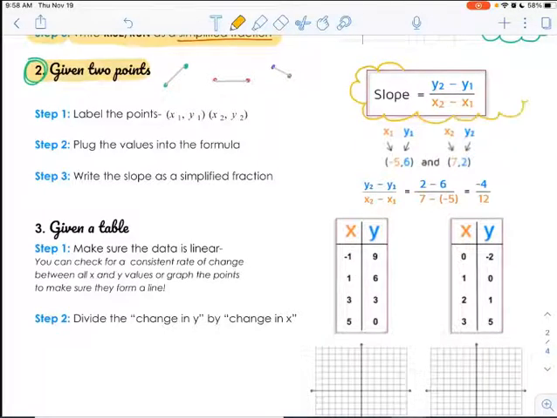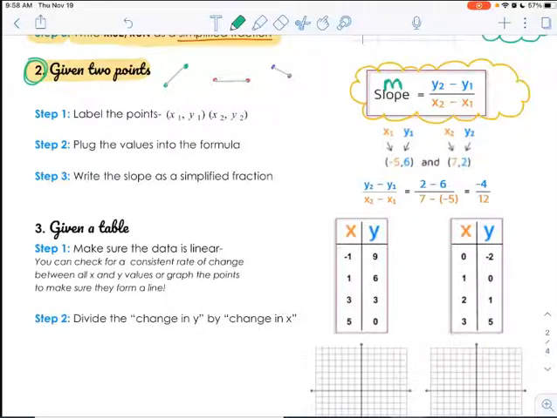I'm going to leave a little space over here to add a note. Remember, slope is indicated by the letter M. So if you see M equals, that means slope. And if we're given 2 points, we are going to find slope by using this formula. And it's y2 minus y1 divided by x2 minus x1.